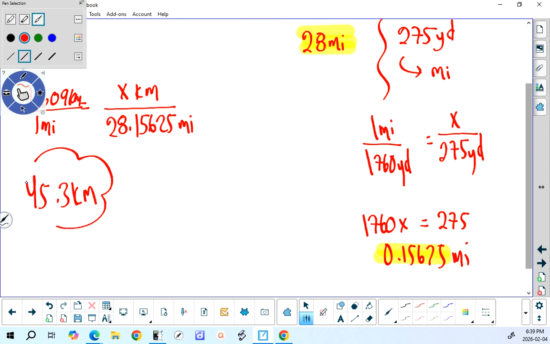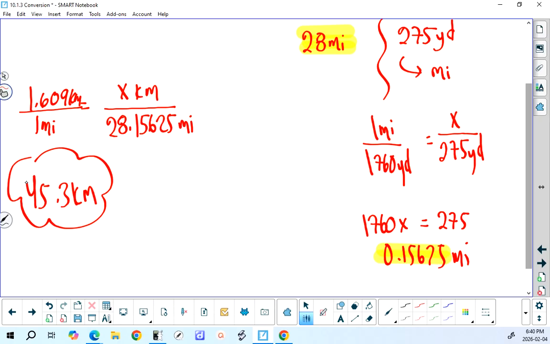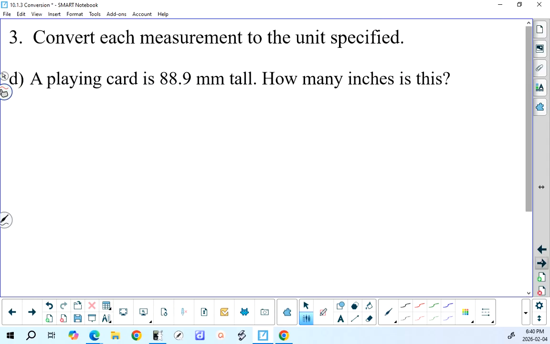I would have to say to you at this point in time, if you start to get bored with this kind of stuff, then maybe we've done our job. Because it should be kind of obvious what's going on here. You're setting up ratios. I think we have one last one. A playing card is 88.9 millimeters tall. How many inches is that?